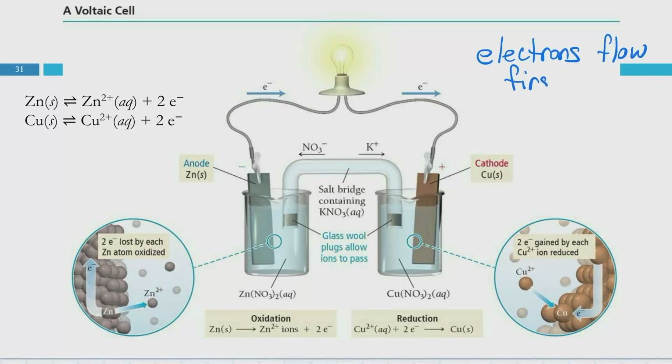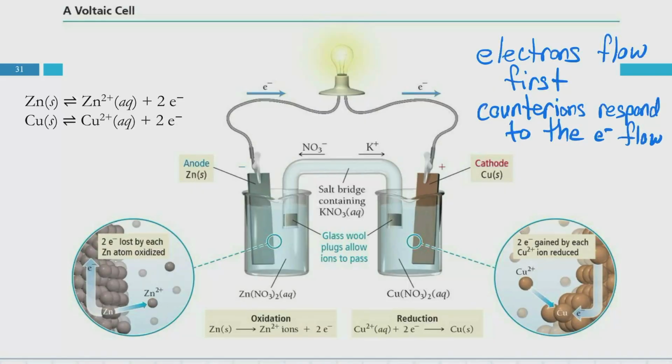So this is probably technically wrong, but it might be a good way of thinking of it. The electrons flow first, and the counter ions respond to the electrons. In reality, it's probably all happening at the same time. Questions about voltaic cells so far?